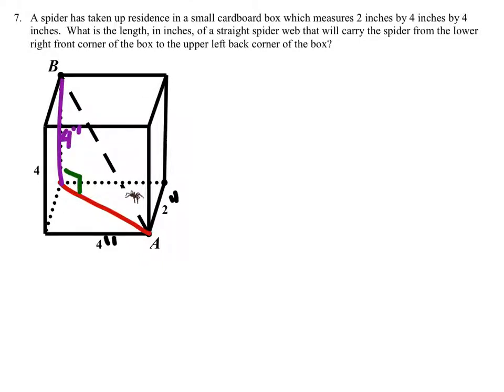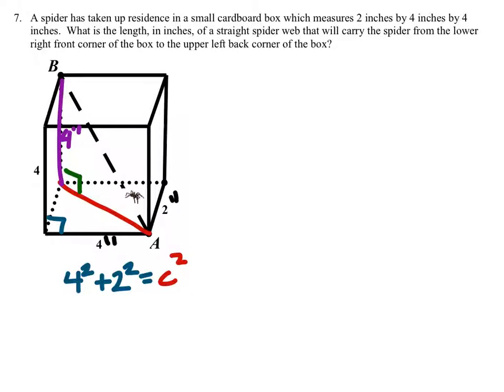But that red line is the value that we need. Specifically, this is a right angle right here, and that is a triangle. So to find that value, I'm going to take my 4 squared, add my 2 squared, and that would give me that hypotenuse squared.